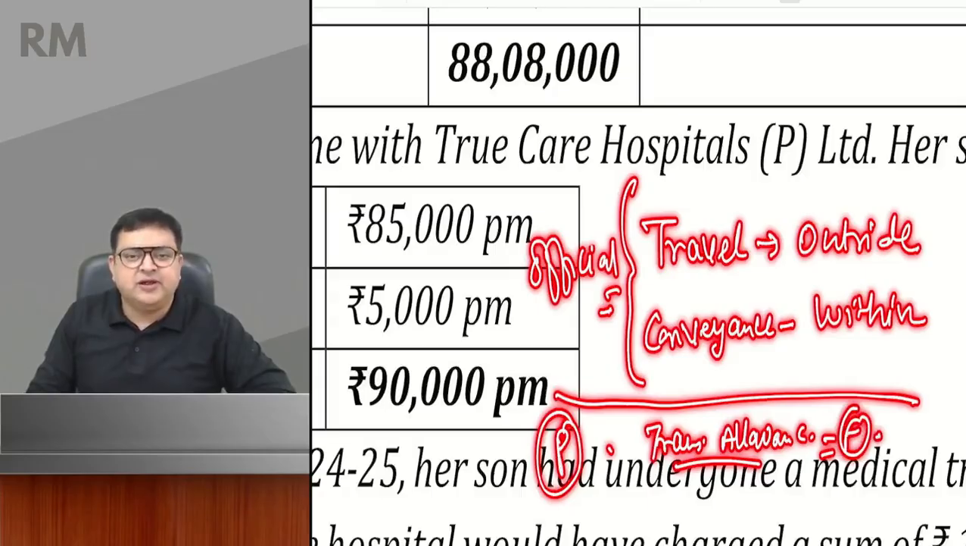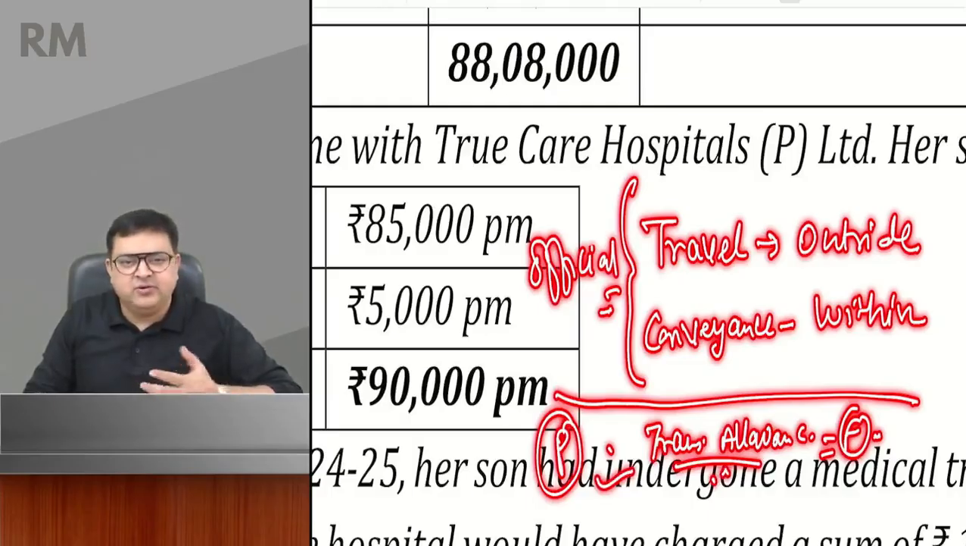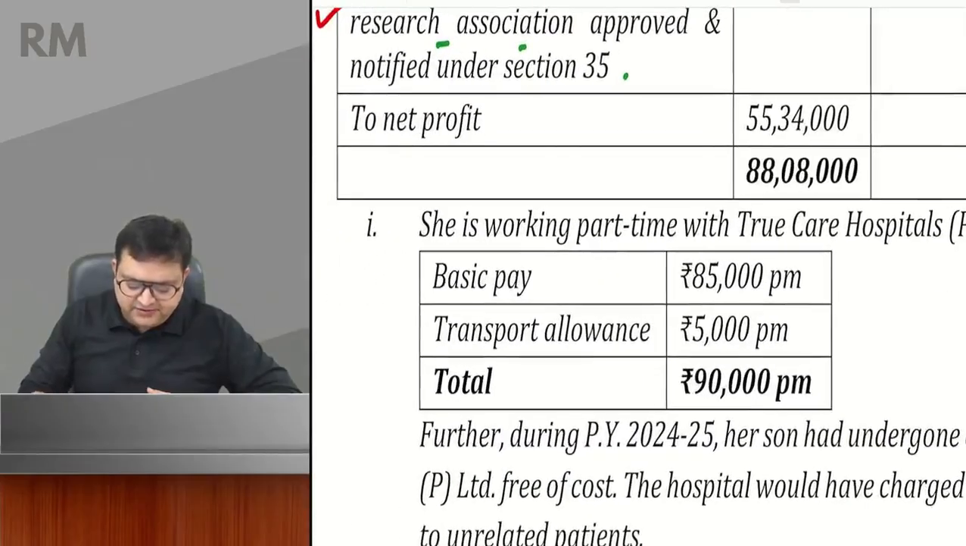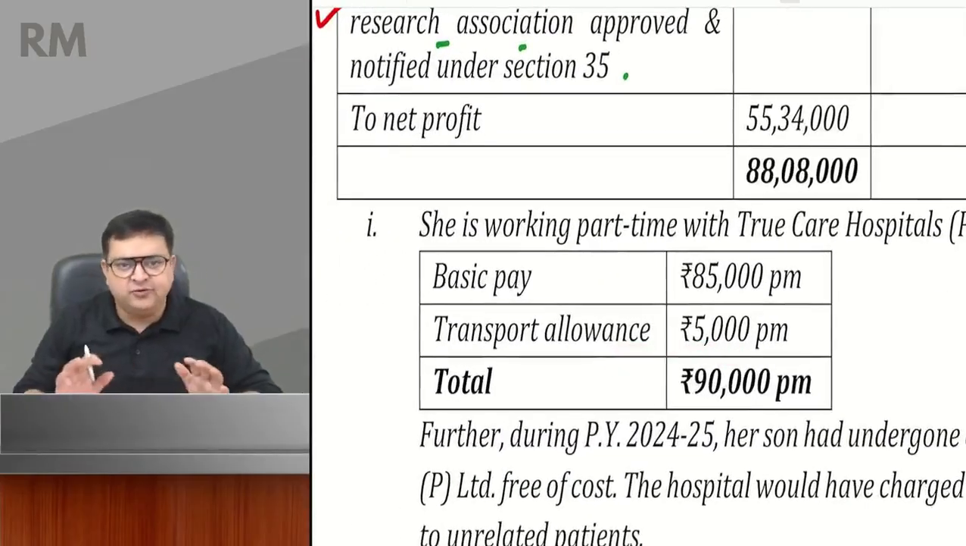Transport allowance is exempt only in case of physically handicapped, blind, deaf or dumb. In that case, transport allowance is exempt up to 3,200 per month under both the regimes. So here, she is getting transport allowance, it's a personal allowance and nothing is mentioned about disability. So it is fully taxable. No doubt over here.